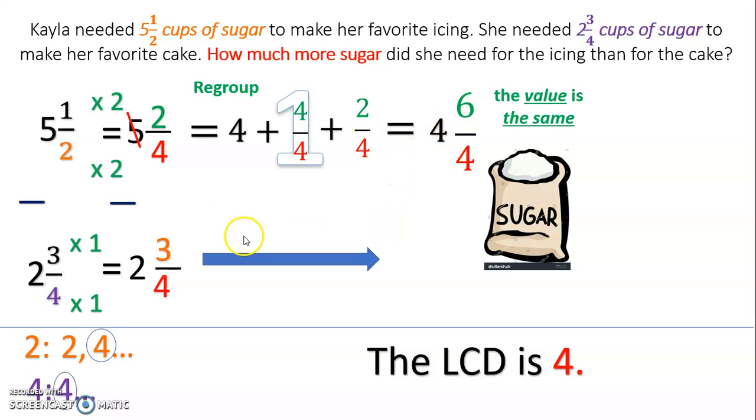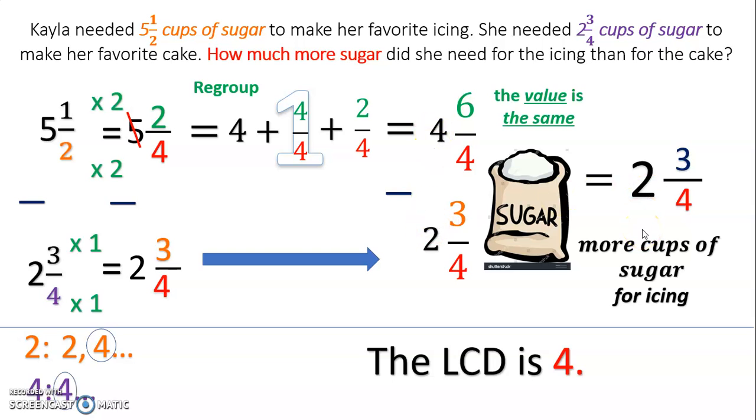Now we are ready to subtract because we do not need to change our second mixed number. So in subtracting here, we will keep the same denominator of 4. We will subtract our numerators, 6 and 3, and that will give us 3. And we can also now subtract our whole numbers, which will give us 2. We can say that 2 3/4 more cups of sugar for the icing was used.